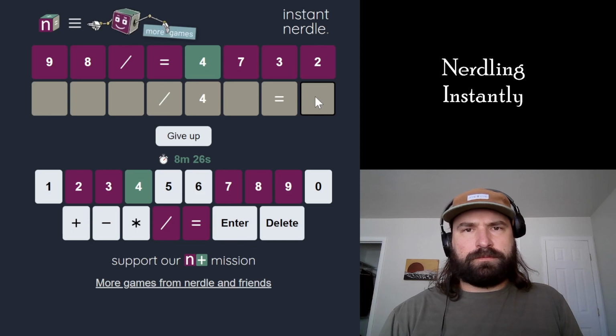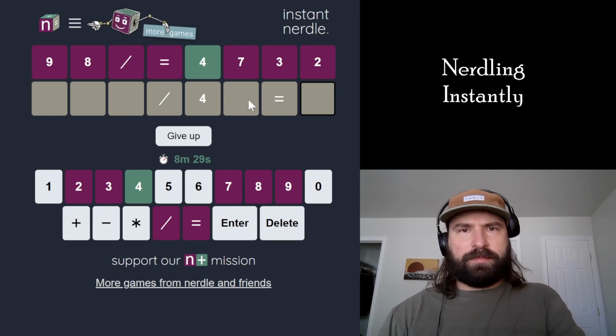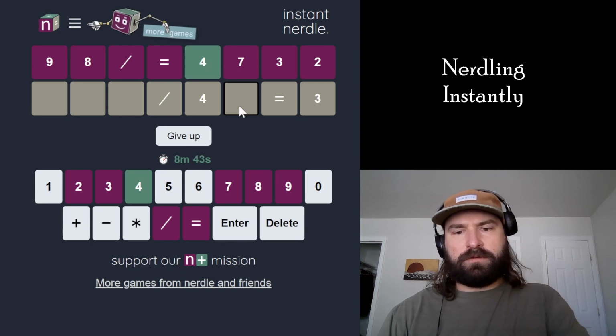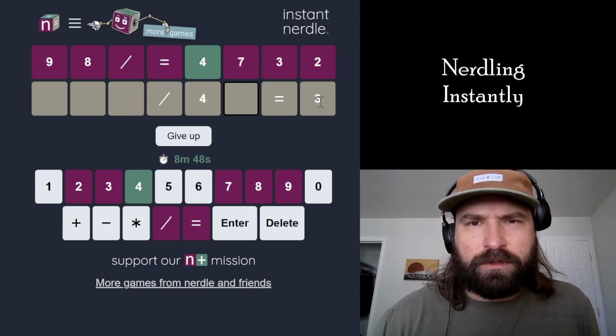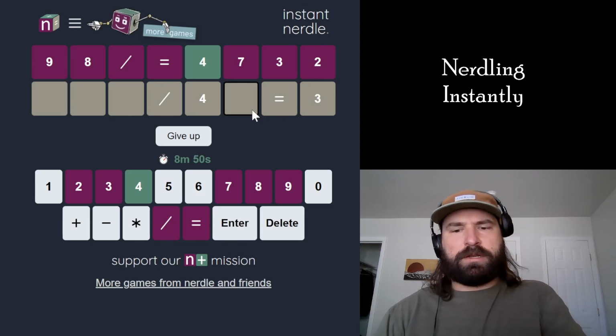So, I don't know. I could try basically any number to start it off. Let's see if a 3 would work here. What numbers could go here? 7 would end in a 1. That's not going to work. 8 would end in a 4. That's not going to work. 9 would end in a 7. No. Okay, I'm not thinking about this well. Yeah, 9 would end in a 7.